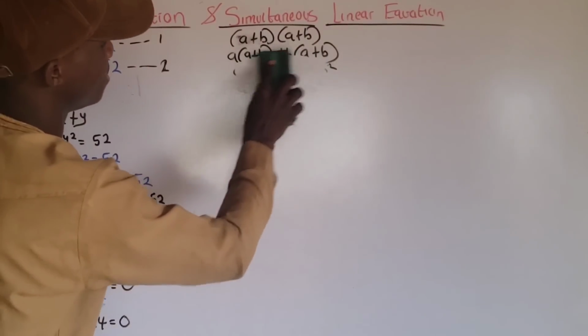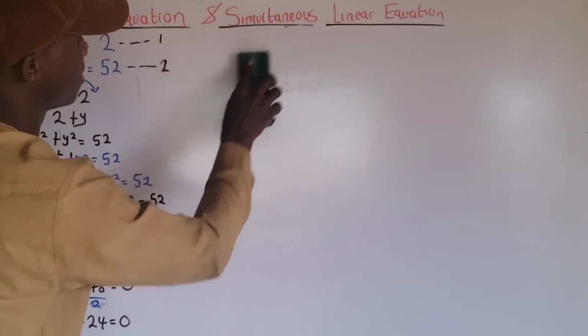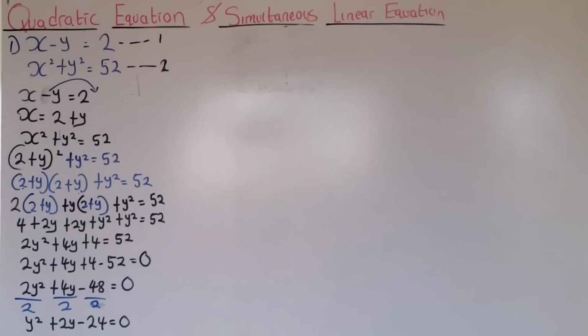So let me erase this. If I want to use the factorization method to solve this equation, I'm going to think of two numbers. Don't forget, in our previous class we've done this. I'm very sure you won't find any problem solving this quadratic equation if you are part of our previous class. I just have to think of two numbers such that if I take their product, I'm going to have negative 24, and if I add them together, I'm going to have plus 2. What are those two numbers?